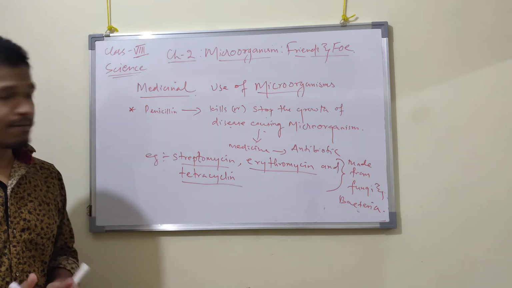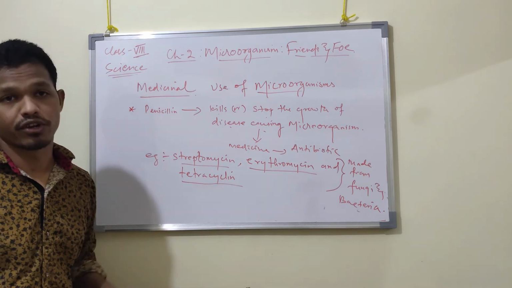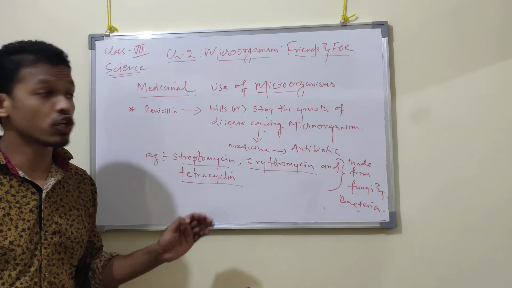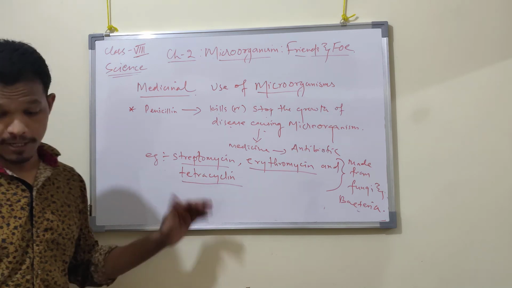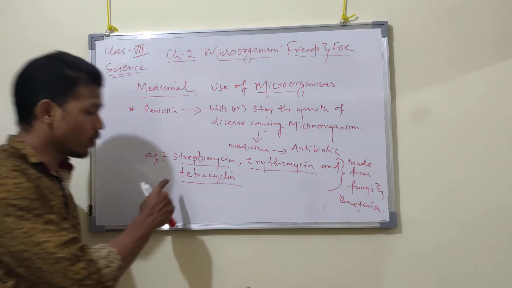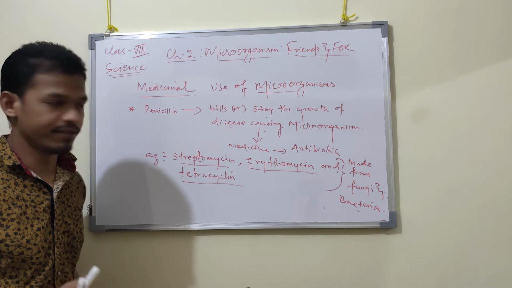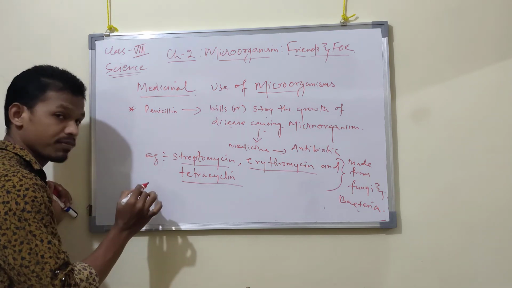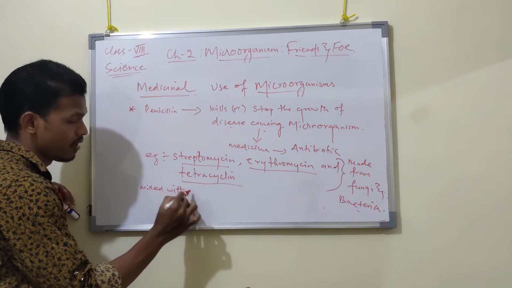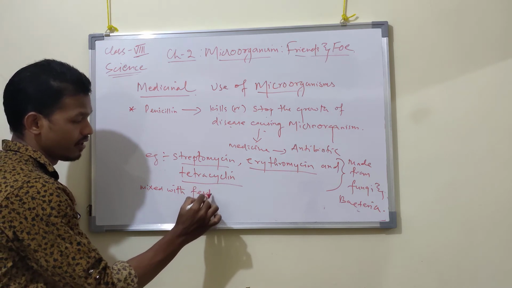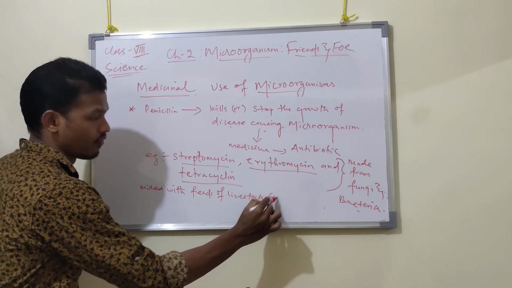These antibiotics are manufactured by growing specific microorganisms in order to use them for curing various types of diseases. Antibiotics are also mixed with the feed of livestock or poultry.